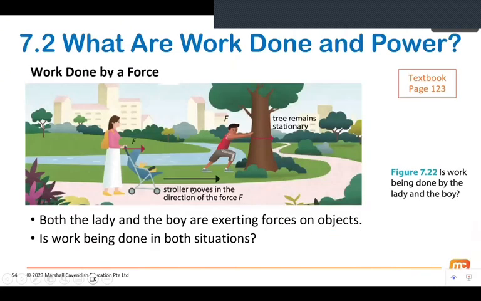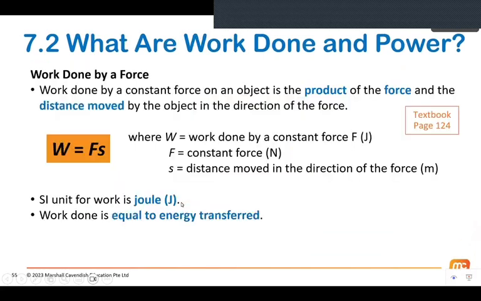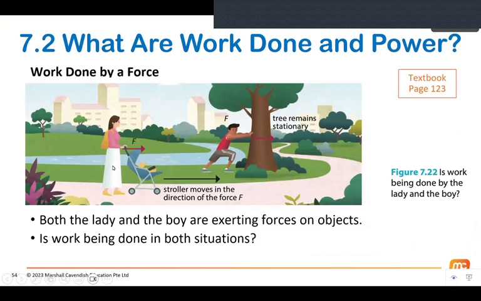Next, so what exactly is work done? Over here, I have a lady pushing a stroller and I have a boy pushing a tree. Okay, so both the lady and the boy are exerting force on objects, the tree and the stroller. But is work being done in both situations? Okay, in this case, only the lady does work because she exerts a force and the object, which is the stroller, moves in the direction of the force. So there's actually work done by the lady.